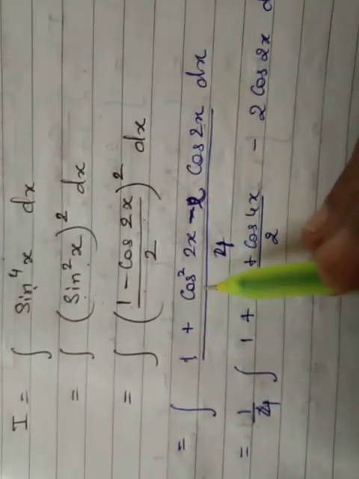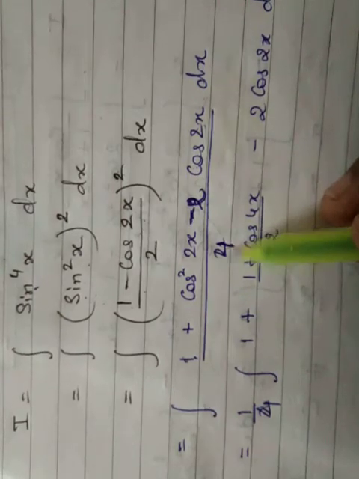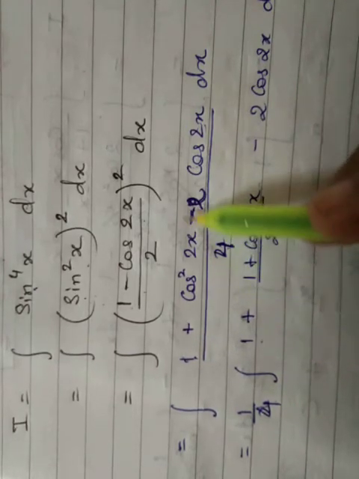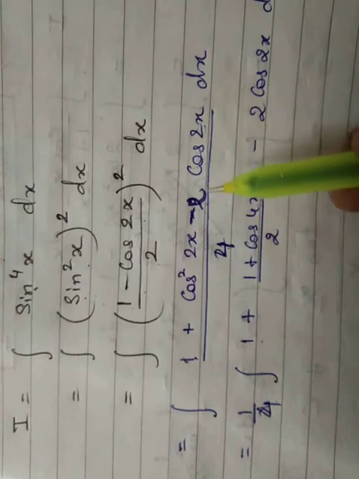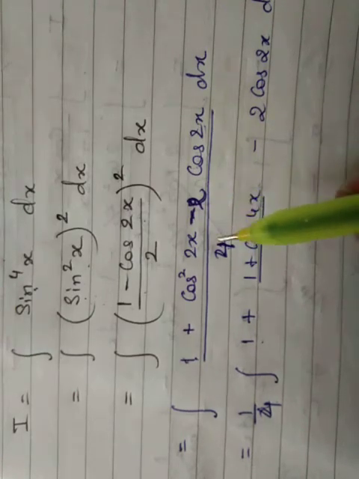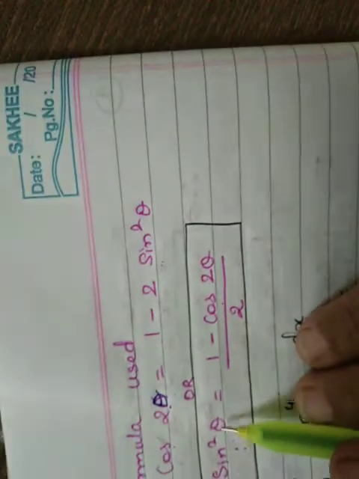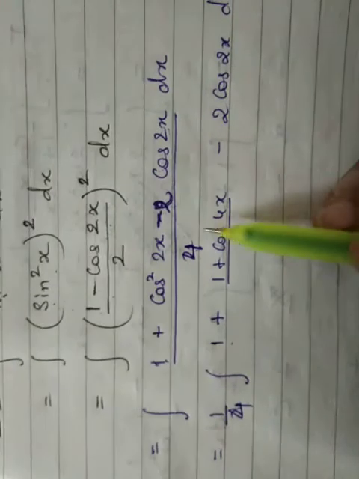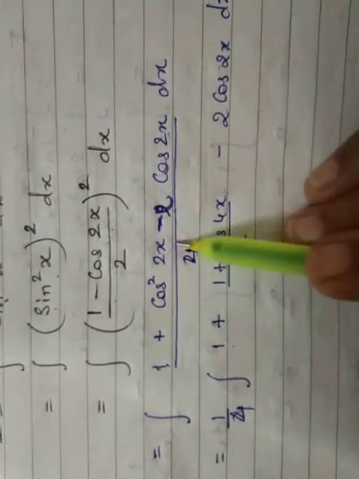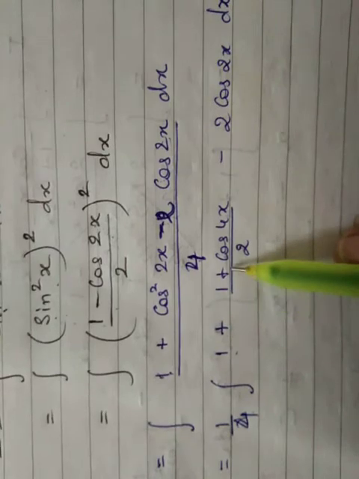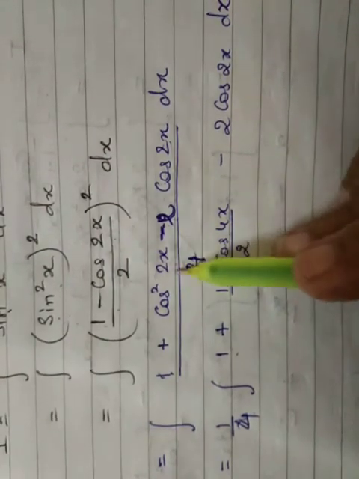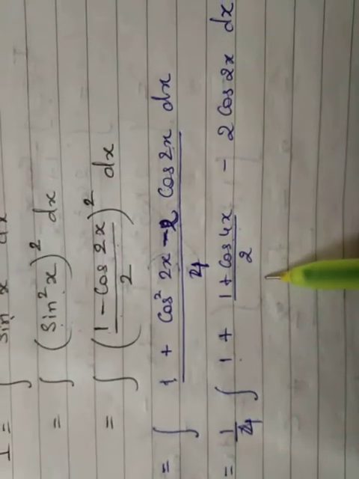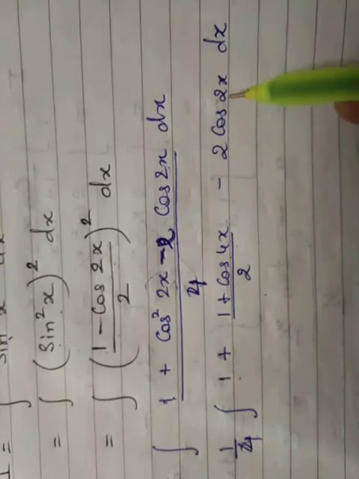Now this 1 upon 4 which was there, I bring outside the integration sign. 1 I have kept as 1, and this cos squared theta I can write as, just as I wrote sine squared theta as 1 minus cos of 2 theta upon 2, I can write cos squared theta as 1 plus cos of double the theta. So the double of 2x will become 4x. So 1 plus cos of 4x upon 2, and minus 2 cos of 2x.